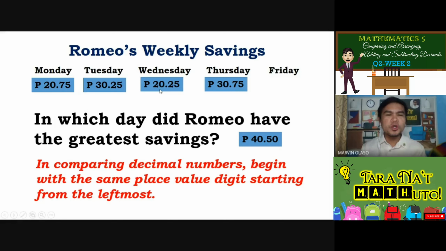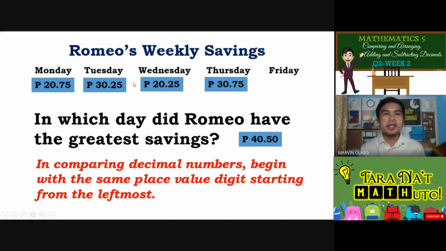So in order to compare or to look for the greater value, look at the next digit, which is the tenths place. So we have 7/10, we have 2/10. So the greater value is 7/10. Therefore, savings on Monday is greater than savings on Wednesday. So ito mas mataas.